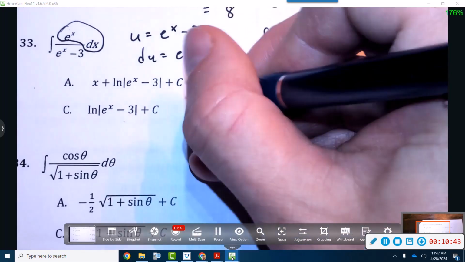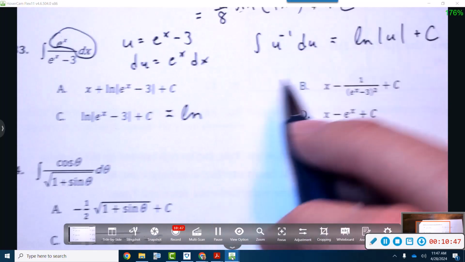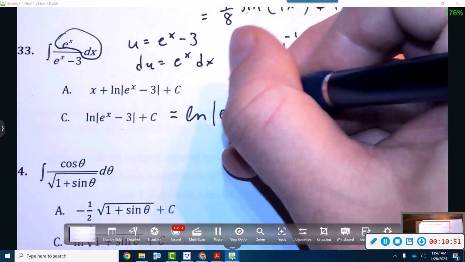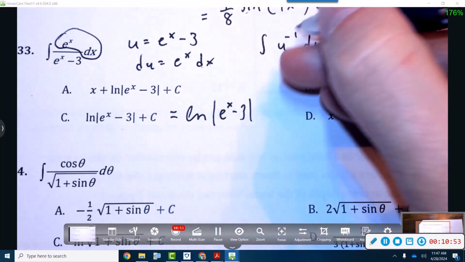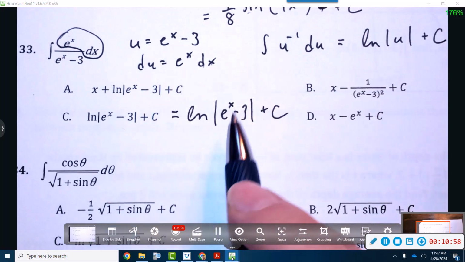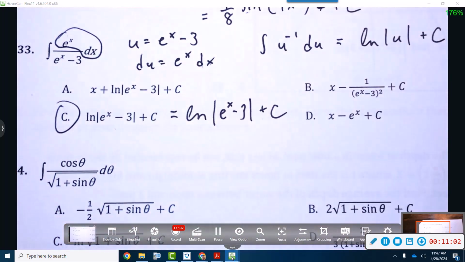We get the ln. Now notice each step I'm making an equal sign, by the way. I noticed that on your quizzes you guys weren't putting a lot of them down, so make sure you do put those equal signs. So we're putting the u, put that guy back in. Looks like that's the guy right here. C is the correct answer.